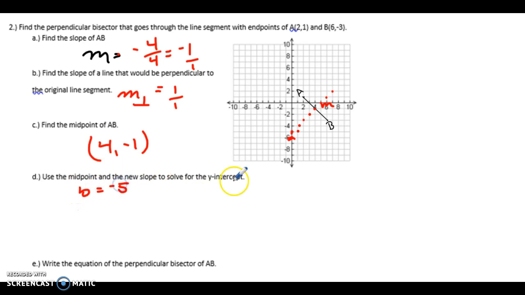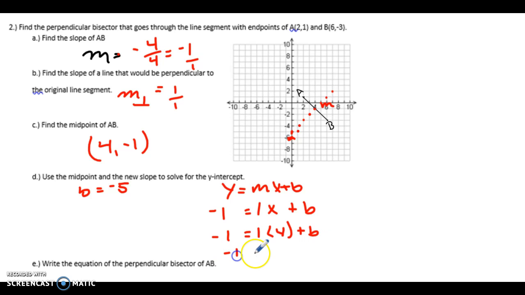You could also do this algebraically by using the equation y equals mx plus b. We know m is 1, and we know a y value from here, which is negative 1, and an x value, which is 4, which I could plug in here. So negative 1 equals 1 times 4 plus b. So negative 1 equals 4 plus b, and subtract 4. And so I get b equals negative 5, which is the same value that I got graphically.